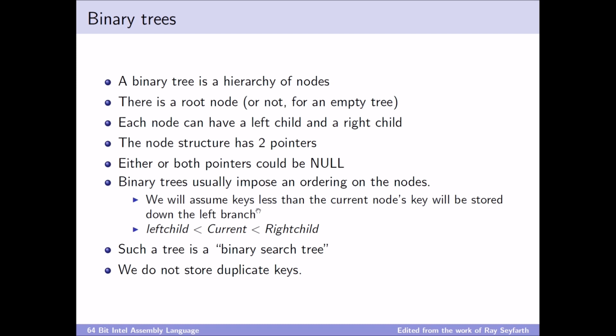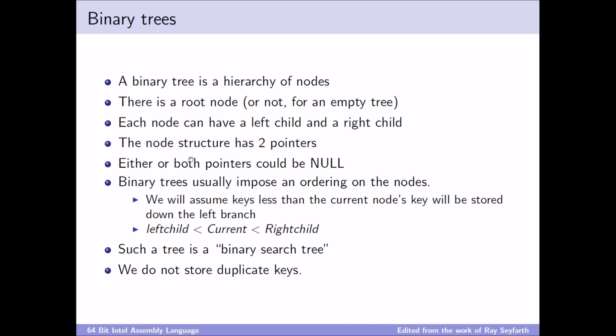We will assume that the keys that are less than the current node's key will be stored down the left branch, and keys that are larger than the current node's key will be stored down the right branch. So this means we'll always have the property that the left child's key will be less than the current node's key, which will also be less than the right child's key. This is the ordering which we'll always assume present.